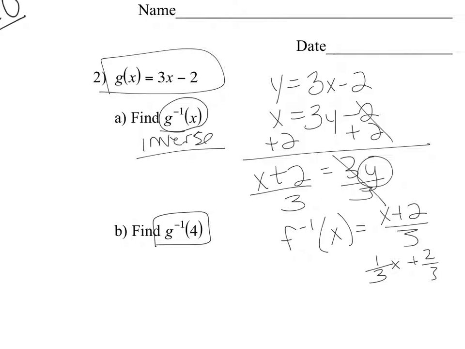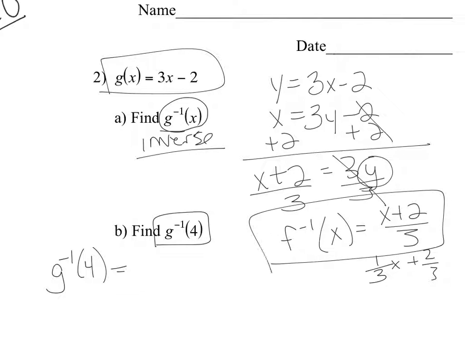Then right here, we're asking you to find the inverse of g of 4. Okay, so that means we take this that we just figured out, or the other one, it doesn't matter, and you plug in the 4. So you put 4 in that wherever the x is. So 4 plus 2 over 3. So 4 plus 2 is 6, over 3 is 2.